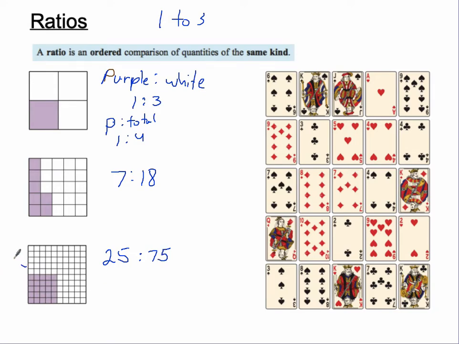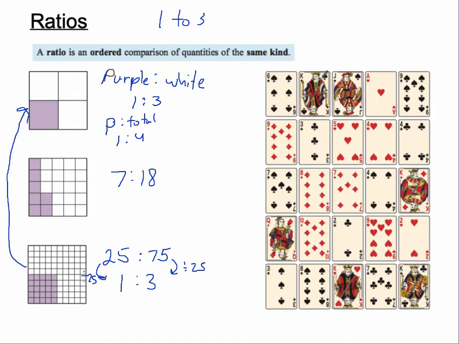But actually you notice it's the same as the diagram right here. So it's actually the same as a 1 to 3 ratio. So you can simplify this ratio just by dividing by 25. Okay, if we divide both quantities by 25, you get a 1 to 3 ratio. That means 1 part purple, 3 parts white.